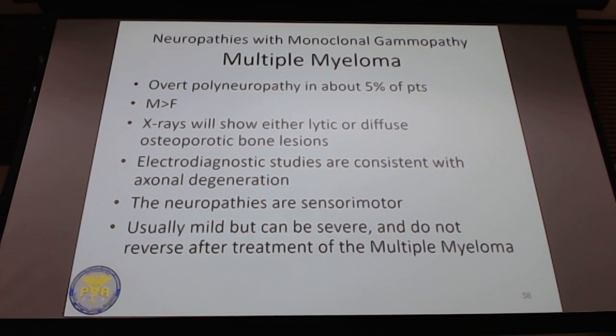So just something to consider. But if you're making the diagnosis of MM, those x-rays will show lytic, or moth-eaten osteoporotic bone lesions, which are kind of pathognomonic for that. Your electrodiagnostic studies are consistent with axon degeneration, and usually it's sensory motor, so you get both sensory and motor neuropathy. The biggest problem is the multiple myeloma. That's what you need to treat. Hopefully that neuropathy will get better.